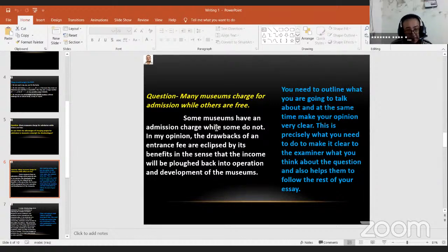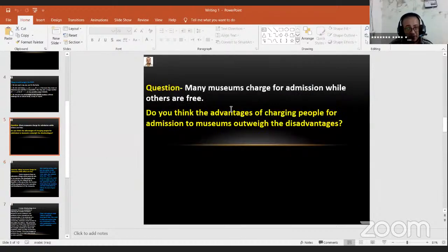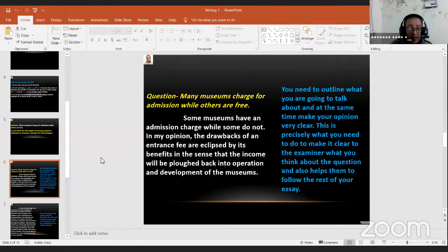After that, you write your opinion: in my opinion, in my point of view, whatever. Then, when writing your opinion, you need to answer this question they ask you: Do you think the advantages of charging people for admission to museums outweigh the disadvantages? You need to answer this question after writing the expression of "in my opinion." But when you answer it, don't say yes, don't say no, don't say I think, don't say I believe, because I think and I believe give the same meaning as in my opinion or in my point of view. And that will be a point against you.